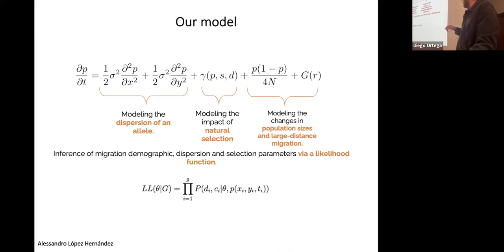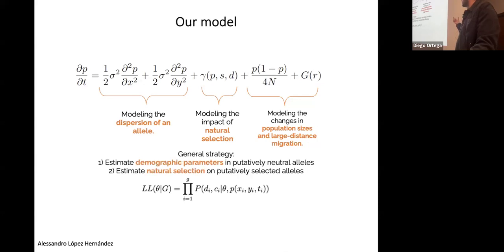Our idea is to first infer migration and demographic parameters via the likelihood function. First we're going to estimate demographic parameters in putatively neutral alleles, and then we're going to estimate natural selection acting on putatively selected alleles. The broad idea is that maybe we cannot estimate selection acting on individual putatively deleterious alleles because it's very hard, but if we take a ton of deleterious alleles, maybe we can estimate the action of selection on that particular set. So this is what we're currently working on.